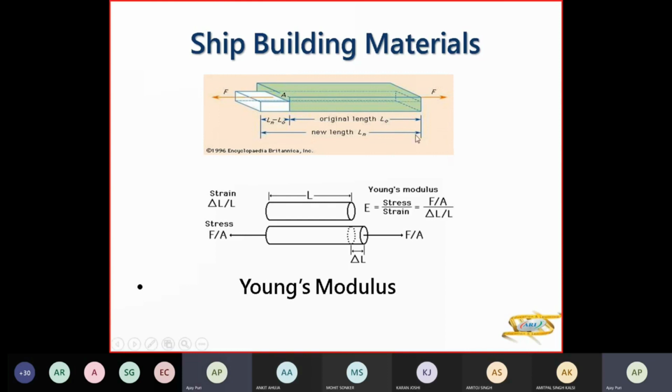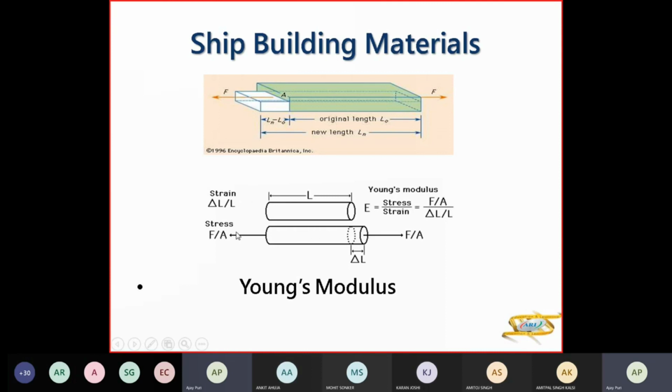Now coming to this diagram, you have this original length L0. You're putting a tensile stress. So your new length is Ln, and the increase in length is Ln minus L0. Your strain is the change in length divided by original length, and Young's modulus is stress by strain.